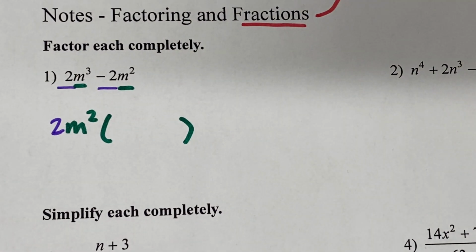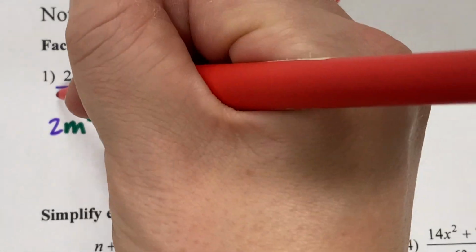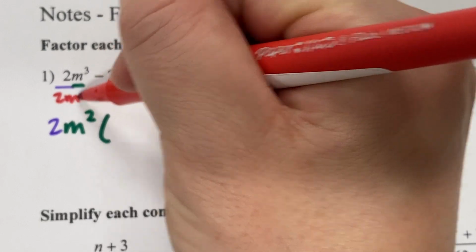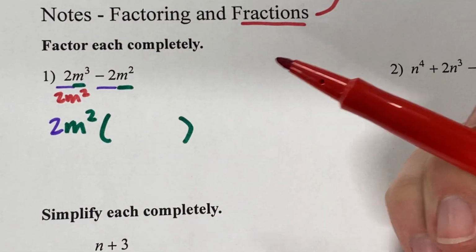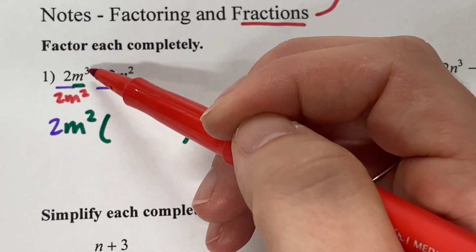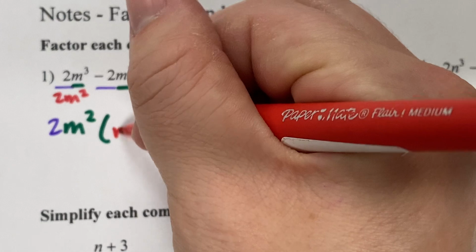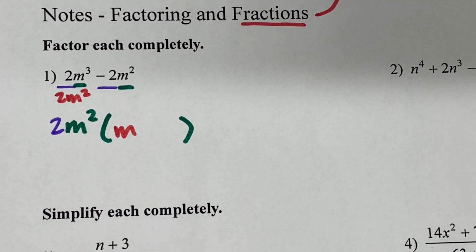Then inside the parentheses is just what's left over when we divide out this greatest common factor. So I have 2m cubed divided by 2m squared. Well, 2 divided by 2 is just 1. And then m cubed divided by m squared, I had 3 m's, I took away 2. I'm just left with 1m. We don't have to put the 1 in front.